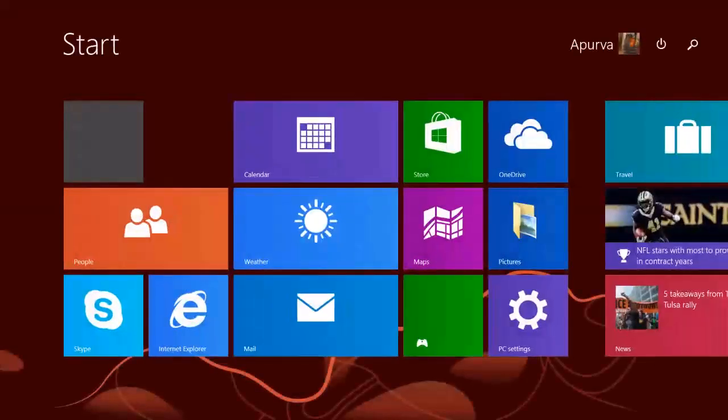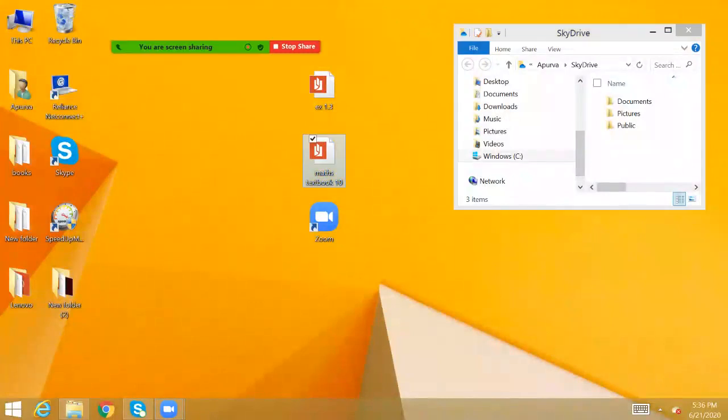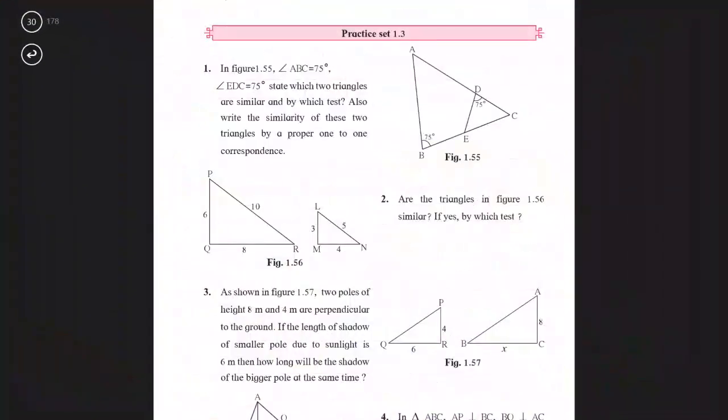Next, for question number 3, we'll take the textbook. Question number 3: as shown in figure 1.57, two poles of height 8 meters and 4 meters are perpendicular to the ground. If the length of the shadow of the smaller pole due to sunlight is 6 meters, then how long will be the shadow of the bigger pole at the same time? So PR and AC are the poles, QR and BC are the shadows respectively.